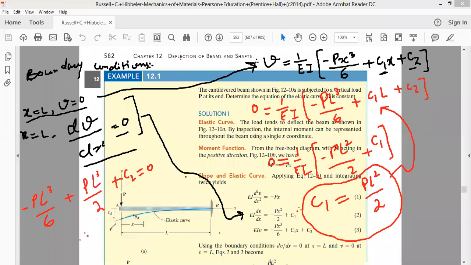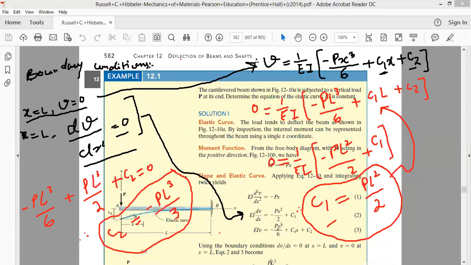Therefore, solving this, our C2 becomes equal to PL cube by 6 minus PL cube by 2, that becomes equal to minus PL cube by 3. So this is the value for C2.